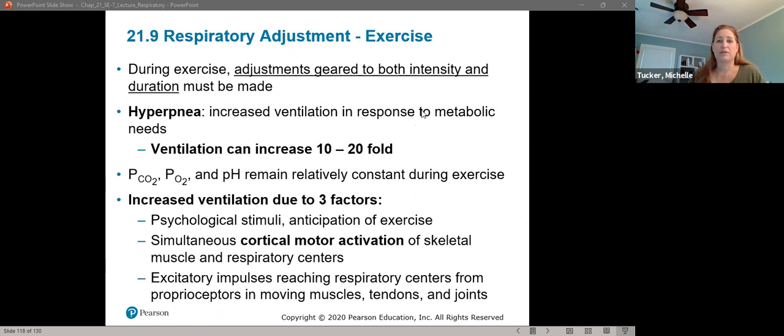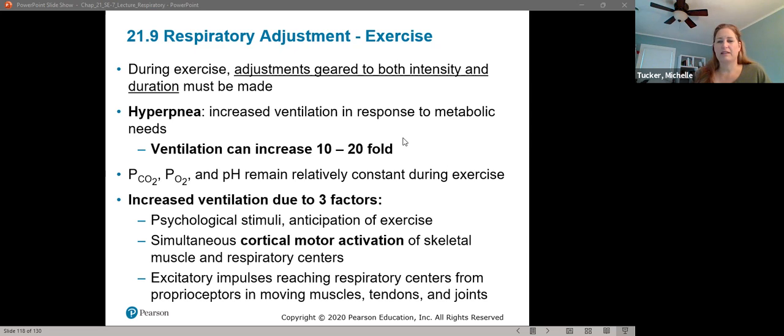So we're going to move on to the effects of exercise and altitude on respiration. During exercise, adjustments must be made. We need to increase ventilation, so we increase ventilation rate as well as tidal volume, and the minute ventilation increases 10 to 20 fold. So we can get up to about 200 liters of air passing through our respiratory passages in a minute. So that's a lot.